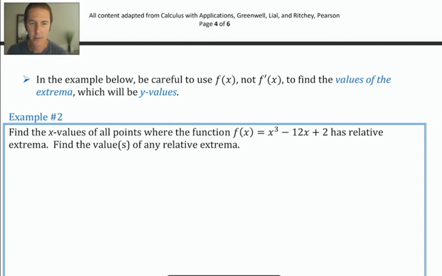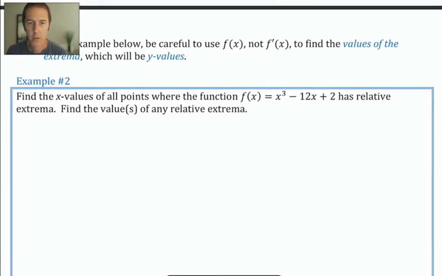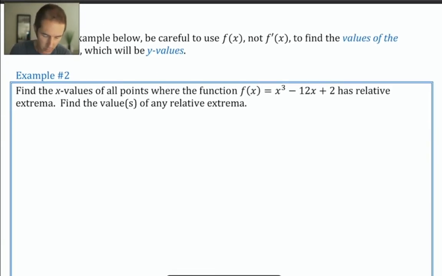Okay, find the x values of all points where this function has relative extrema. Find the value or values of any of the relative extrema that we find. Great. So let's cruise through this. F prime of x. We're going to take our first derivative and set it equal to 0 in order to chop up the number line. So the first derivative is equal to 3x squared minus 12. Oh, that's interesting. Okay. And then we're going to set this equal to 0.